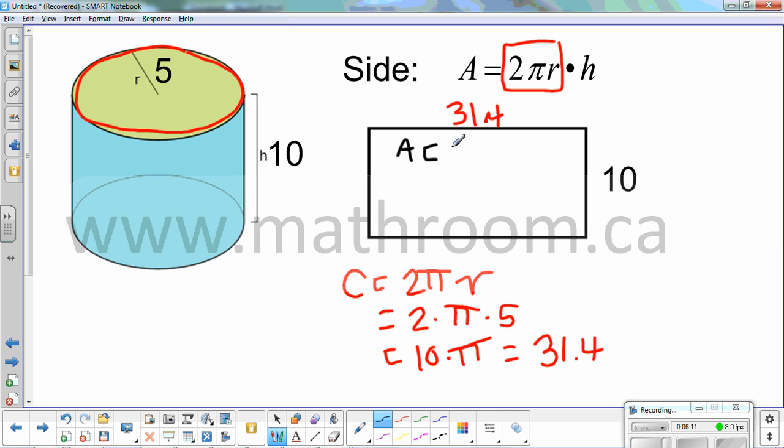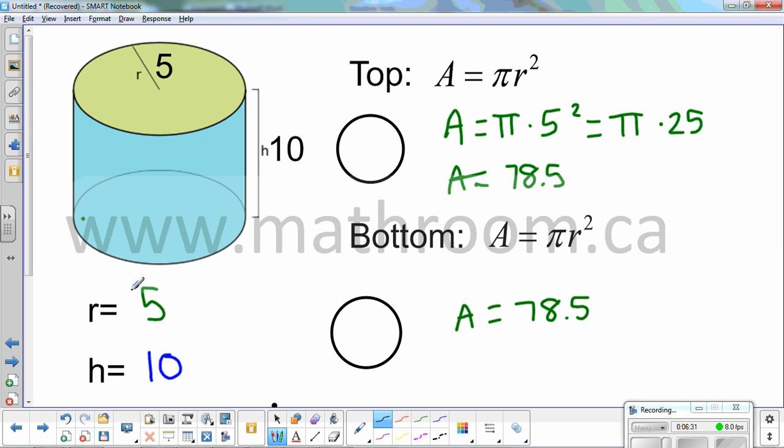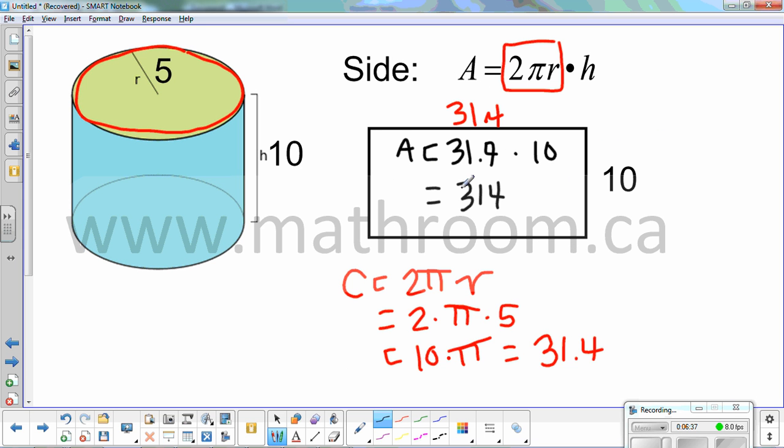And now to find the area, it equals 31.4 times 10. So we'll call that 314. Now, from the previous page, we have the area of each circle, 78.5, 78.5. The area of the rectangle is 314.